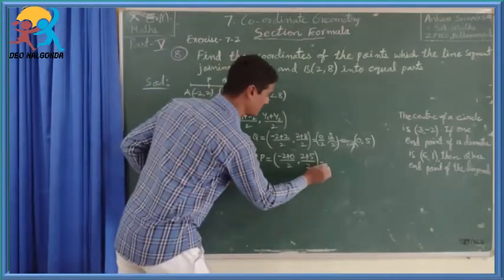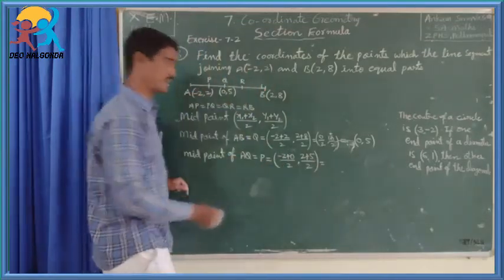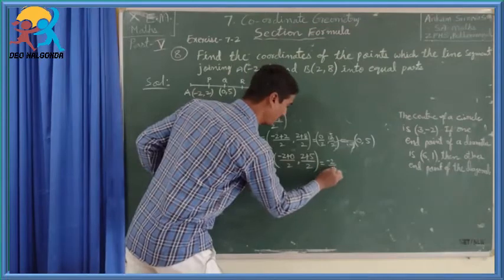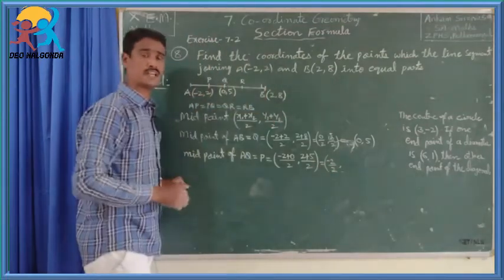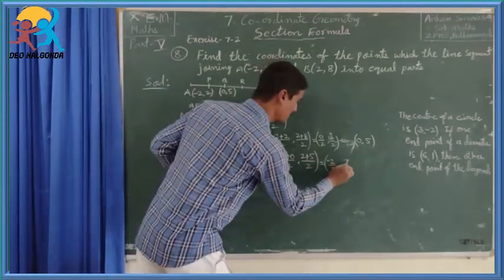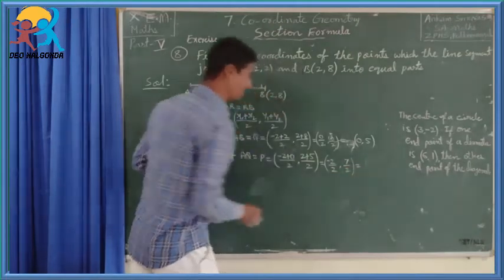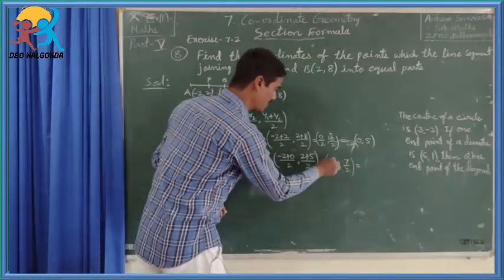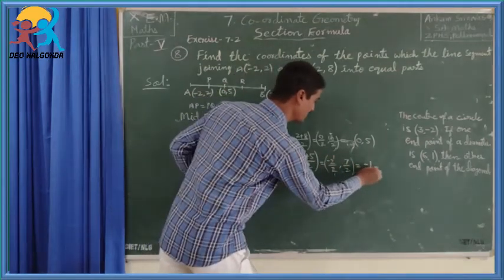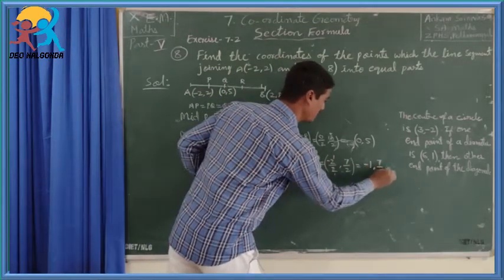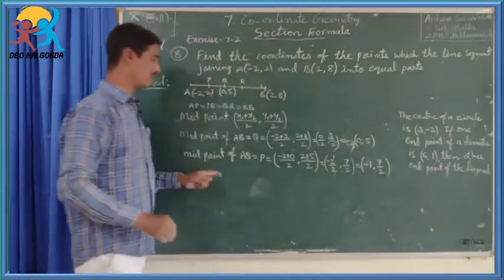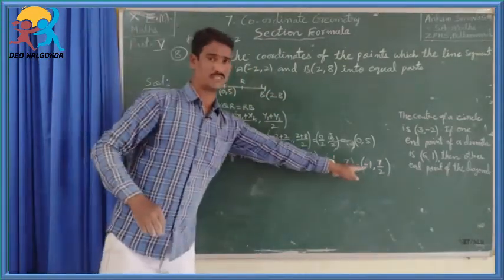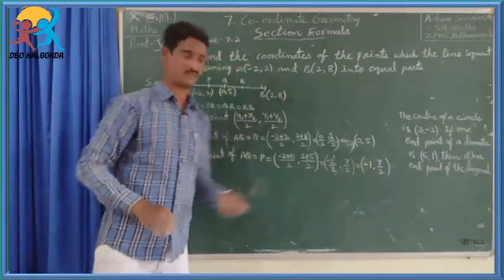Now what is the answer here? -2 plus 0, how much? -2 by 2. And 2 plus 5, how much? 7, 7 by 2. Then here you can get 2 ones are -1 and 7 by 2. So the coordinates of P are (-1, 7 by 2).